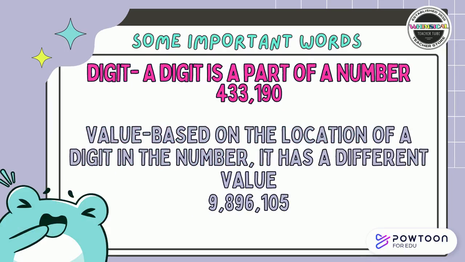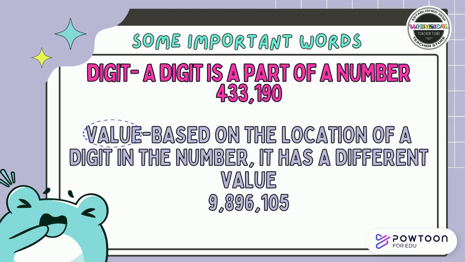Let's go over some important words. Digit. A digit is a part of a number. In the number 433,190, 9 is a digit in the tens place.